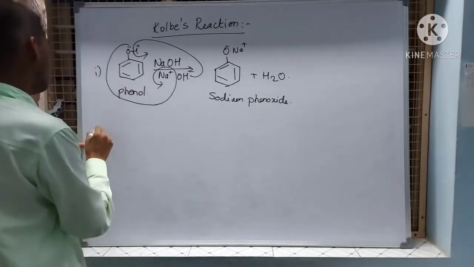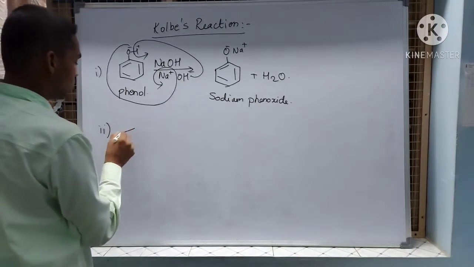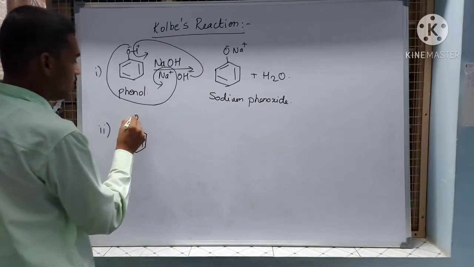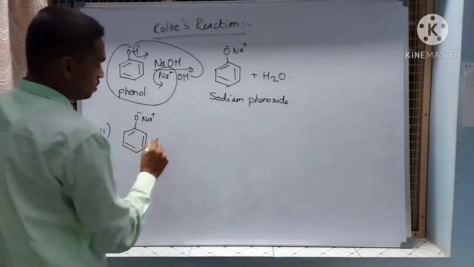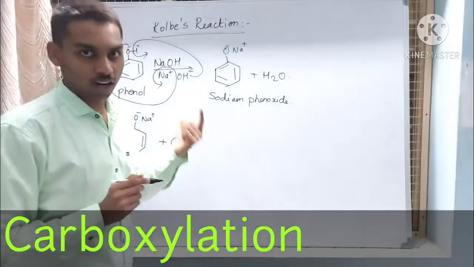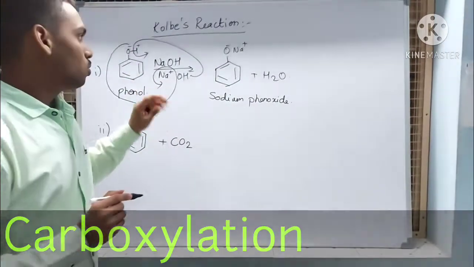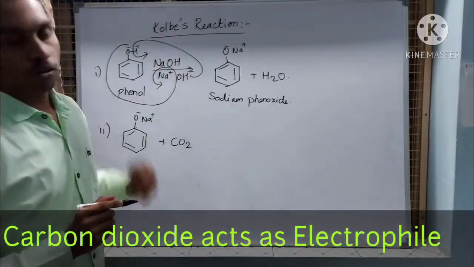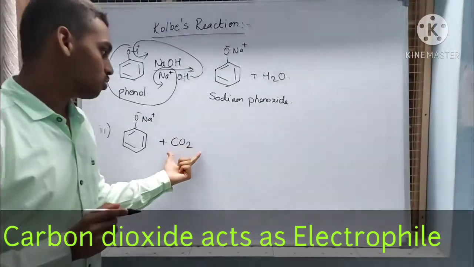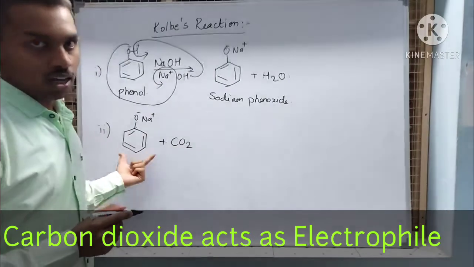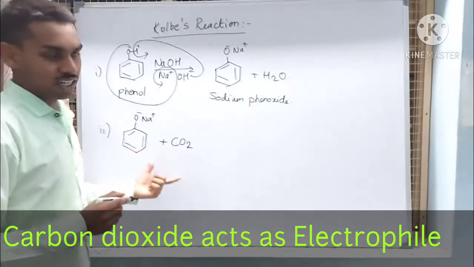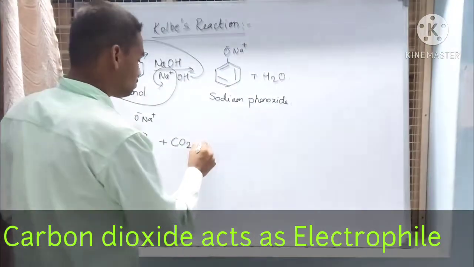Second step is we are going to take this sodium phenoxide and react it with carbon dioxide. Carbon dioxide acts as an electrophile in this reaction. So we can tell that Kolbe's reaction is also a type of ESR, that is electrophilic substitution reaction. That is, we are going to substitute electrophile in this benzene aromatic nucleus at the ortho position. So we can term it as electrophilic substitution reaction.